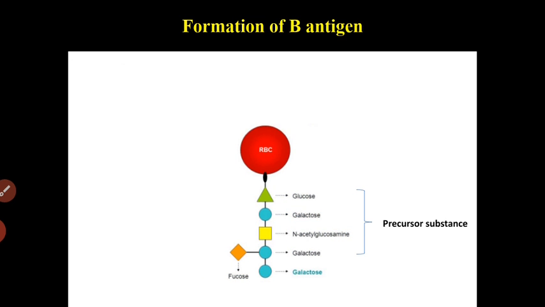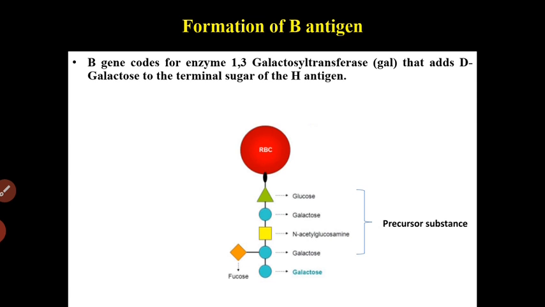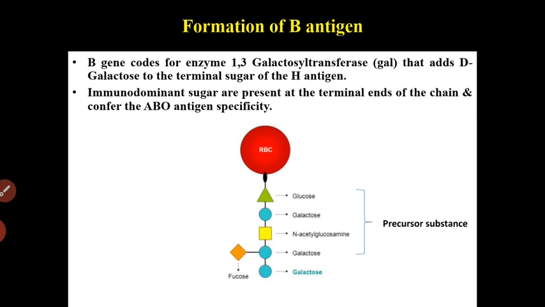Now, formation of B antigen. See the picture. Precursor substance is the same. Fucose sugar is present due to H antigen. Now, the B gene codes for the enzyme 1,3-galactosyltransferase that adds D-galactose to the terminal sugar of the H antigen. Here you can see fucose sugar is present, and D-galactose is also present. So this is how B antigen is formed.